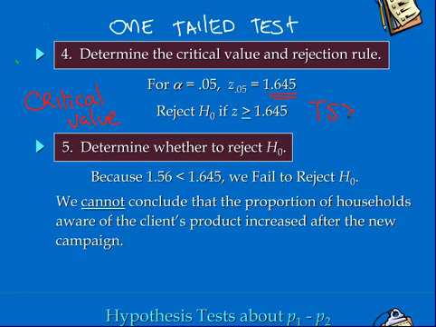So test statistic greater than critical value, or greater than or equal to critical value. In this case, it's not. We have 1.56 as our test statistic, and 1.645 as the critical value. So in this case, we fail to reject the null hypothesis. So we cannot conclude that the proportion of households aware of the client's product increased after the campaign. So essentially, it looks to us that the campaign was not effective. Anyway, that ends our presentation.